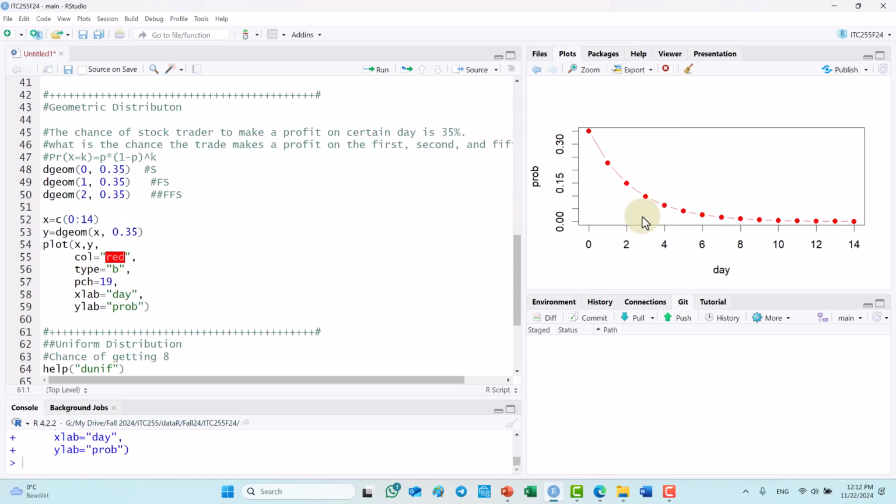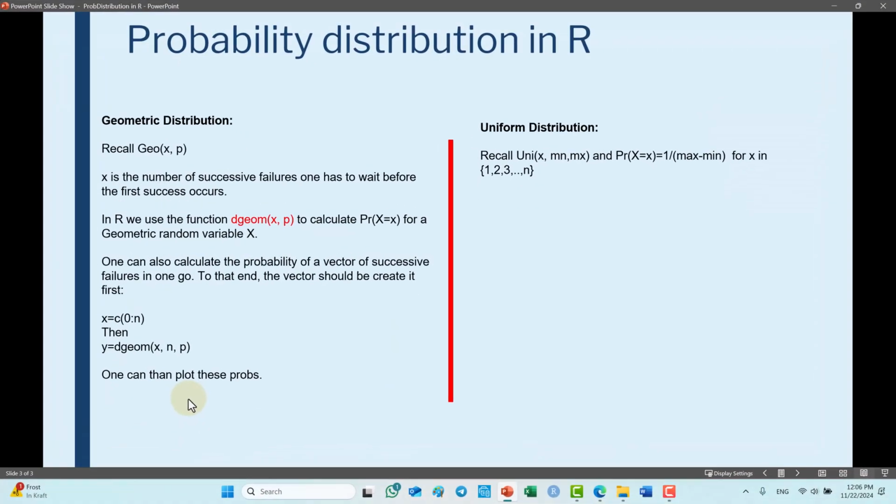As you can see, the probability is highest on the first day and it just decreases as we move on to other days. That means the probability that we have to wait 2 days before we get a success is nearly 15%, but the probability that we have to wait 14 days before we get the first success is really minimal and nearly zero.